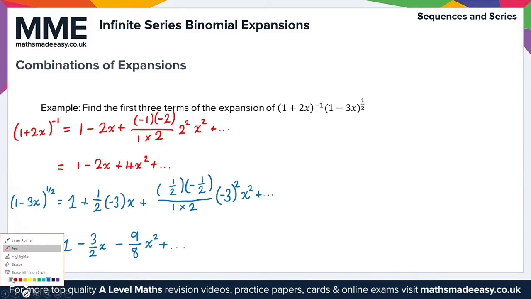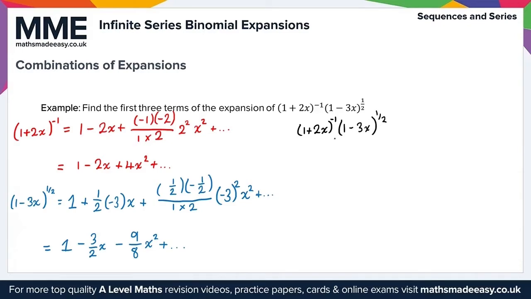So considering this as a product now, we can write this as 1 plus 2x to the minus 1 times 1 minus 3x to the power of a half. And now we're just going to consider this as a product. So like we said, this would give us 1 minus 2x plus 4x squared times by now this expression here. That's our expansion for 1 minus 3x to the power of a half. So 1 minus 3 over 2x minus 9 over 8x squared. Okay. So finally here, all we want is the first three terms of this product.